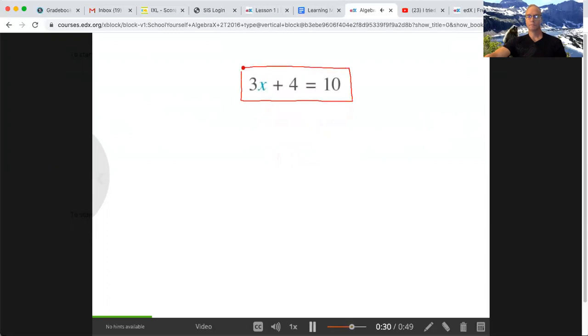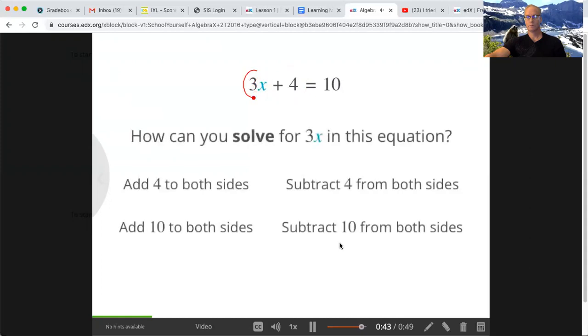Next, let's look at a slightly more complicated equation. 3x plus 4 equals 10. So now the x is being multiplied by 3, and then we're adding 4. So how can we solve for the x here? Well, we can do this in 2 steps. First, let's try to get the 3x by itself on the left side of this equation. So what can we do to get rid of the 4?